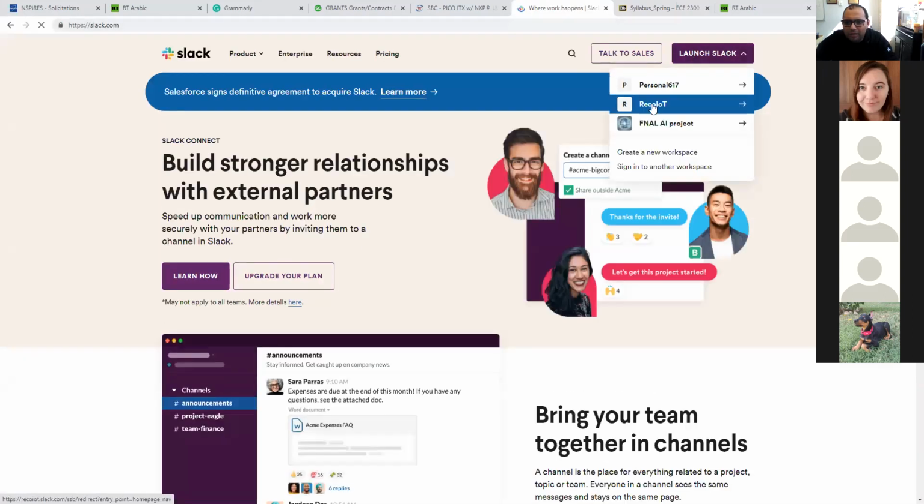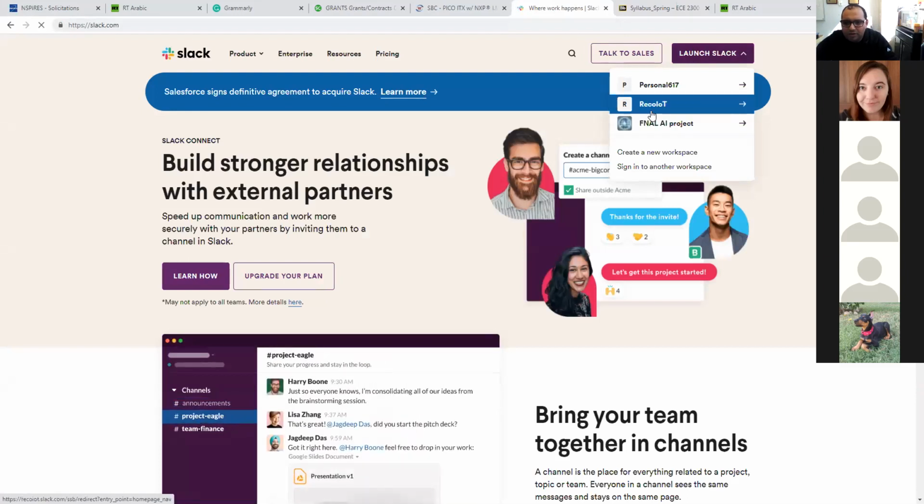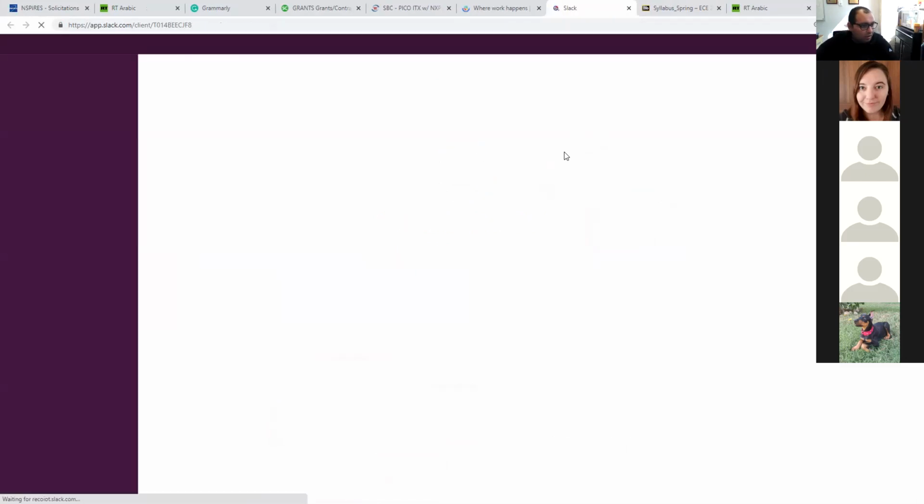And I already created multiple Slack workspaces. Here's one for Fermilab, some for a defense contractor, but this one is for you guys. I call it RICO IoT, Reconfigurable Internet of Things. So everybody can see my screen.